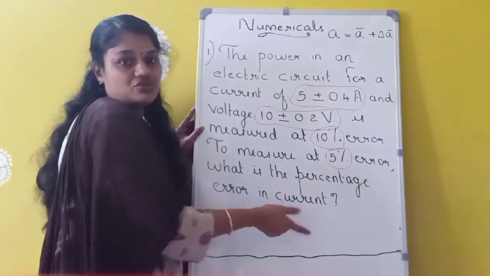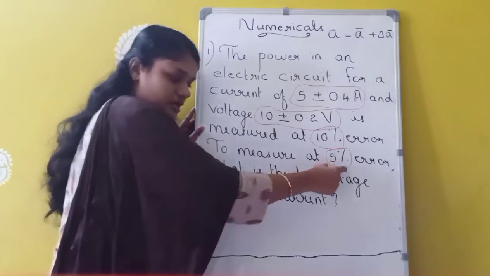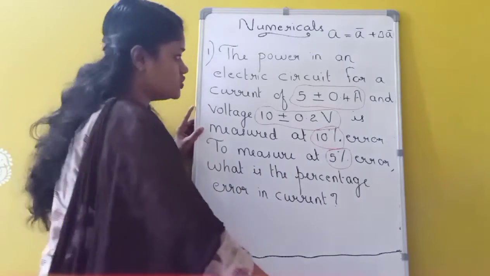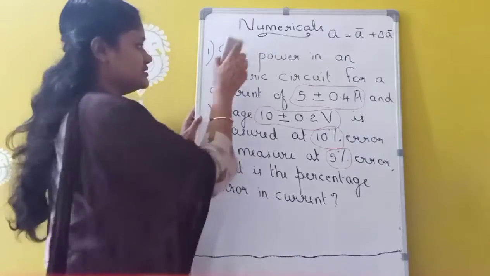what is the percentage error in current? So if we want to measure power at 5% error, what may be the percentage error in current? Okay, so this is the question. So first of all, we can write the data.